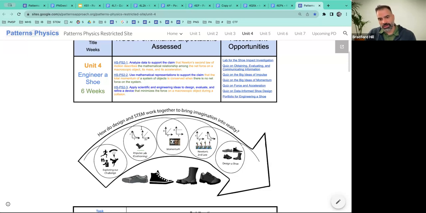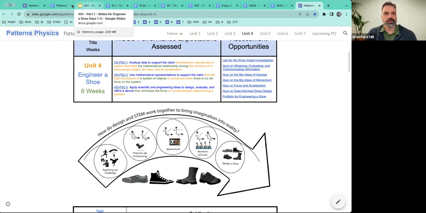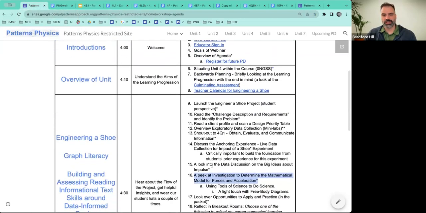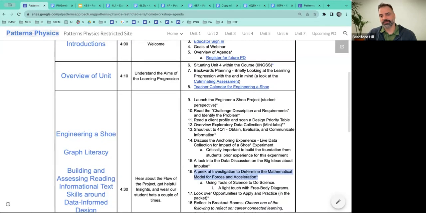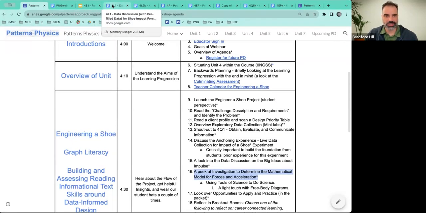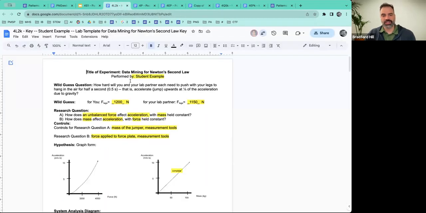So we just talked about the impulse lab, and now we're going to jump to Newton's second law here. Skipping this, this was a reach goal for the webinar. So you can tell there's a lot in this unit. We will come back and show some of those videos. It's fun, but it's not mission critical to the storyline. Okay, with that said, I need to jump back to the agenda and then orient myself here. We need to determine the mathematical model for forces and acceleration. Close that. And we're going to take a peek at the key.